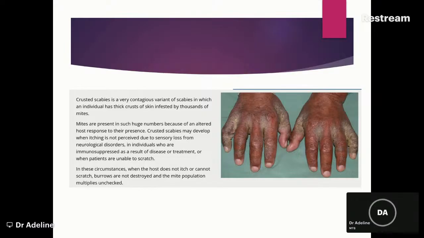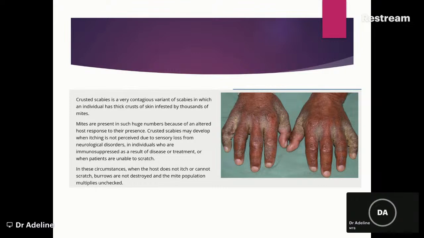Another complication, as mentioned, is crusted scabies. This is a highly contagious variant of scabies, and in this, the individual develops a really thick crust of skin, which is infested by thousands of mites. And these mites are present in such huge numbers because of the altered host response to their presence.